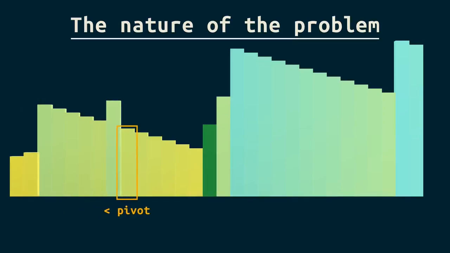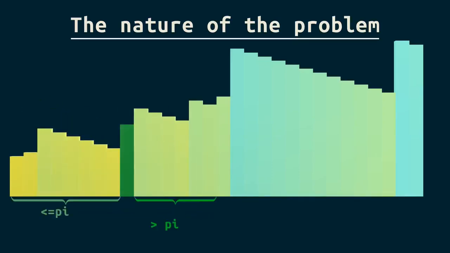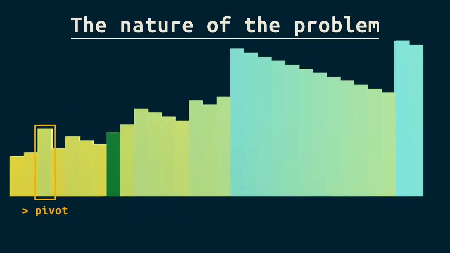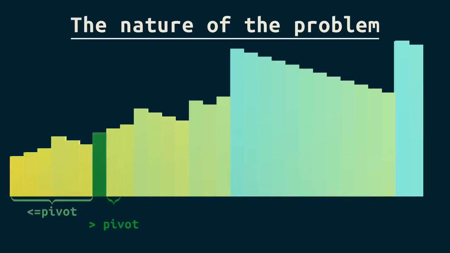A good pivot is fast to choose and cuts the problem roughly in half, so that when we quicksort each side and partition them, we have a lot less work to do.